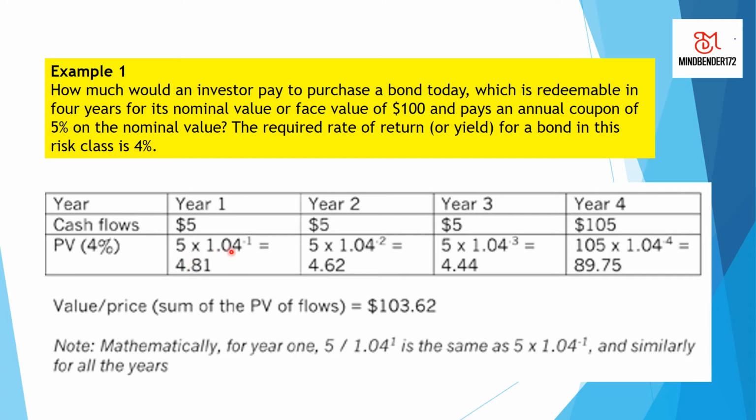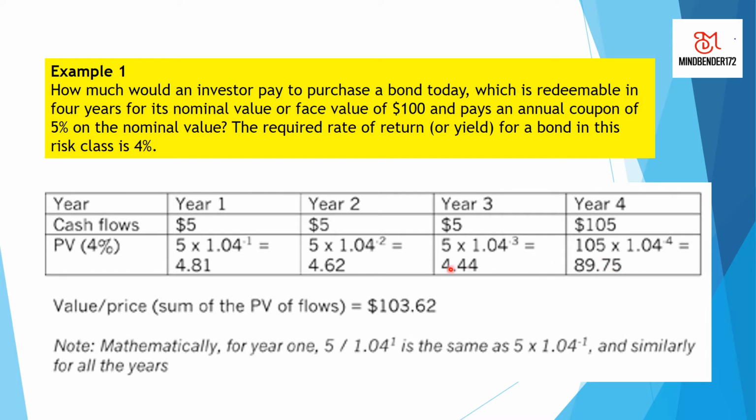So we have 5% of 1.04 present value here, 4.81. Present value at the second year is 4.62. Present value at the third year is 4.44. Similarly, present value of the face value is 89.75 on the return of $100 and $5.